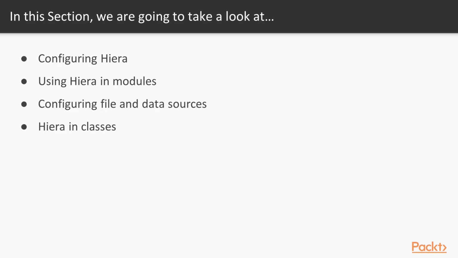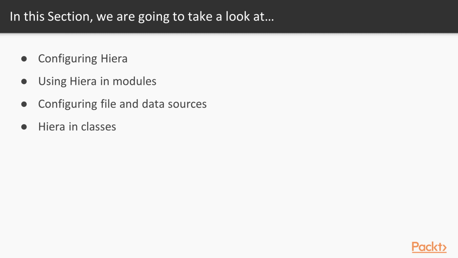So in this section, we will first start by learning how to configure Hiera. Next, we will learn how to use Hiera in modules. And we will be looking at practical examples of how to use it efficiently in our modules. Next, we will start by configuring file and data sources, which means we will start feeding data to Hiera so it can be used. Finally, we will learn how to invoke Puppet classes using Hiera.